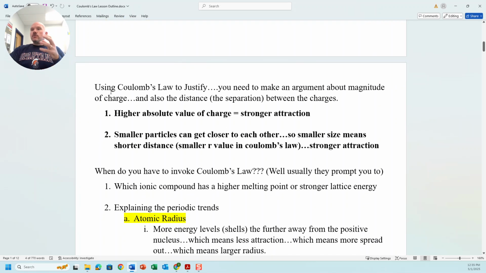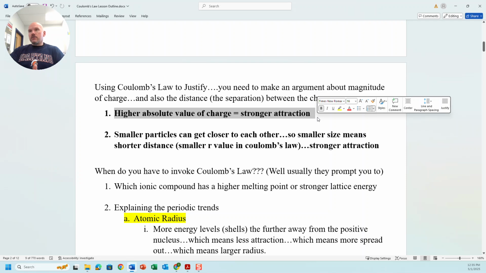All right. So using Coulomb's law to justify, you want to explain: higher charge, stronger attraction. And that's about magnitude, because a -3 is actually a lower charge, but we're talking about the absolute value of the charge. So a -3 is going to have a stronger interaction than a -2, and a -2 is going to have a stronger interaction than a -1, that kind of thing, okay?